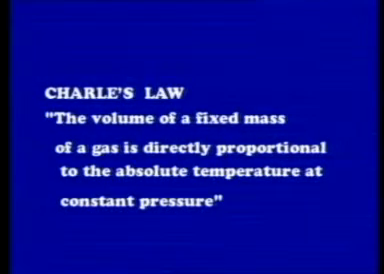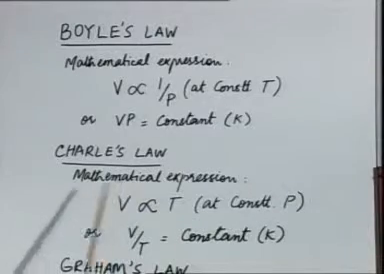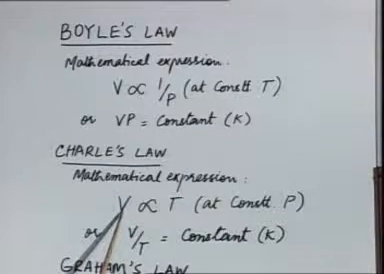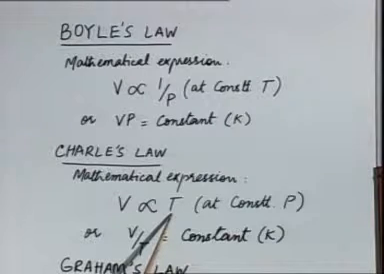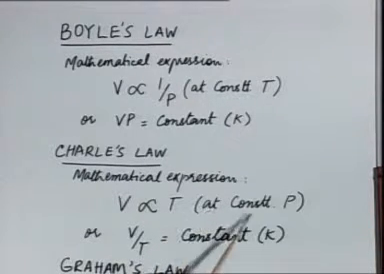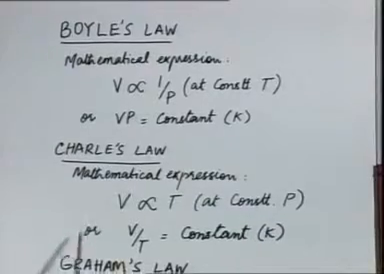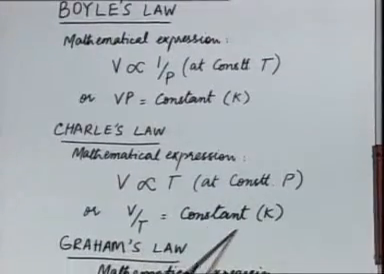There is another law which explains the expansion of a gas on heating and contraction on cooling. This law is Charles' law. It can be stated as: the volume of a fixed mass of a gas is directly proportional to the absolute temperature at constant pressure. Charles' law can also be expressed mathematically: volume of a given mass of a gas is directly proportional to its temperature at constant pressure, or V over T is equal to constant.